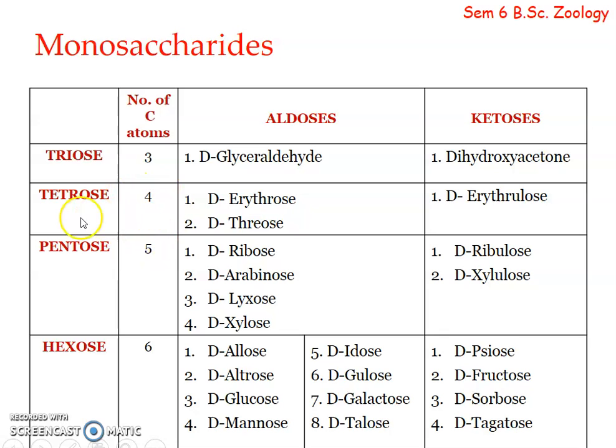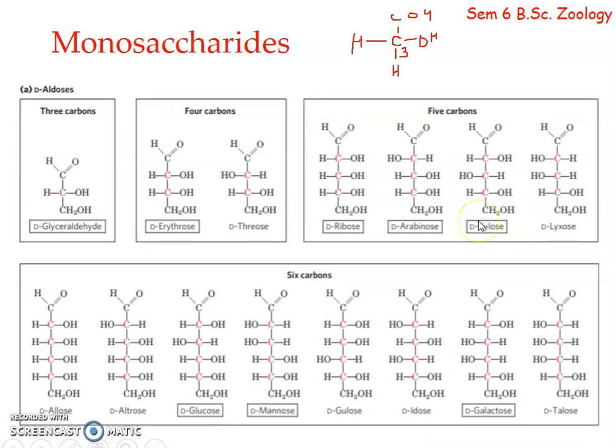With 4 carbon atoms, it forms a tetrose, and a few examples are erythrose and threose. They are aldoses, and the ketose is erythrulose. Pentoses have 5 carbon atoms; the most important, very well known, is ribose, and complementary to that, ribulose, the ketose. Hexoses: the most important ones are glucose, mannose, and galactose, which are aldohexoses, while among the ketohexoses, the most important one is fructose. These are very few of the ones we have mentioned in the table. There are plenty more. I hope it is clear.